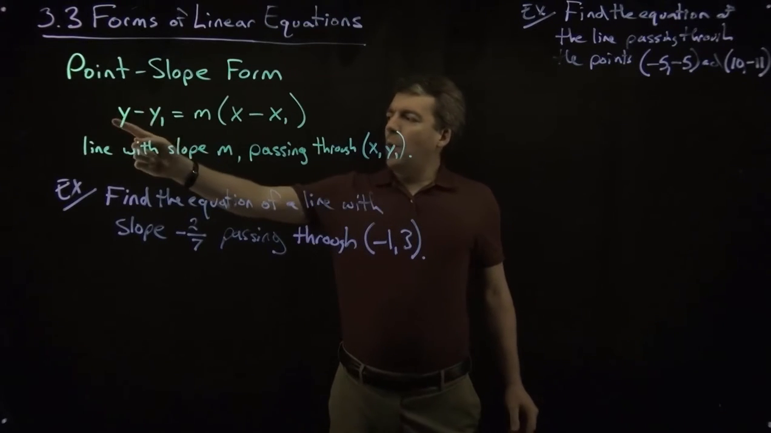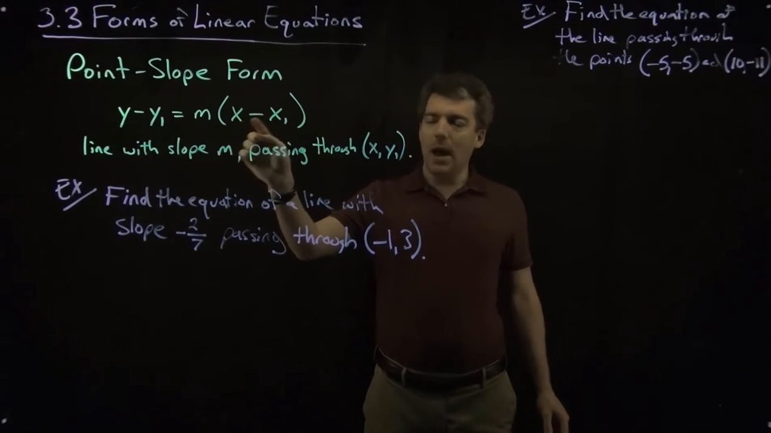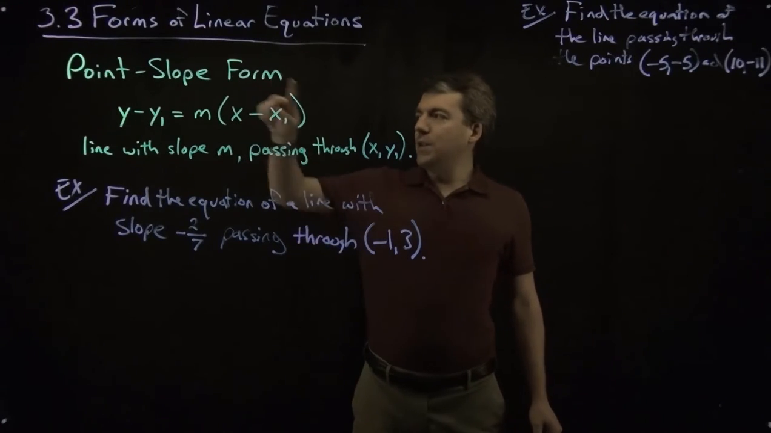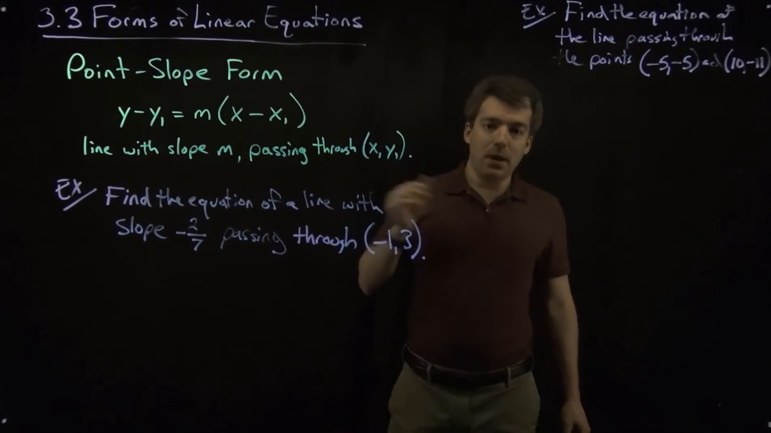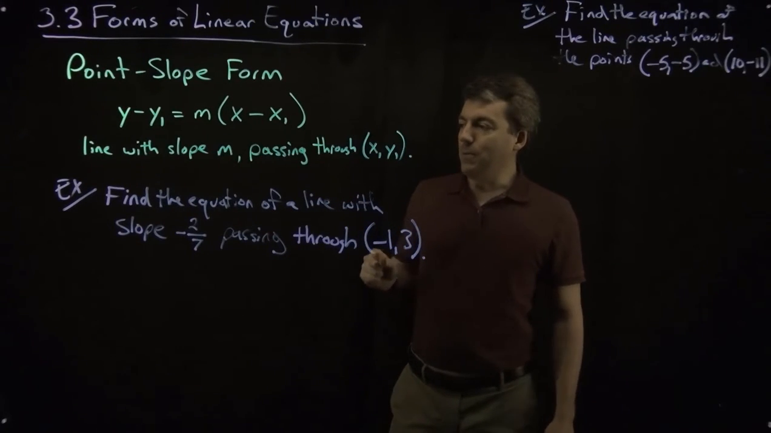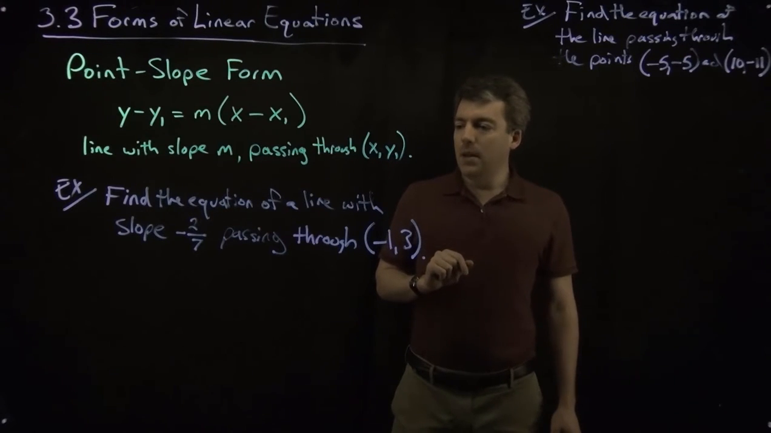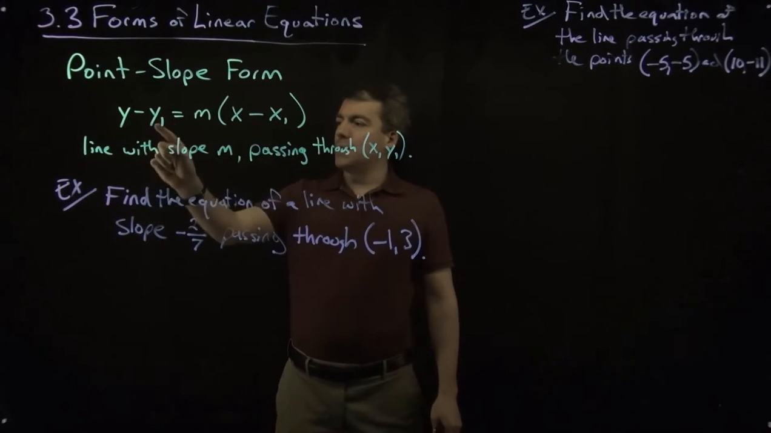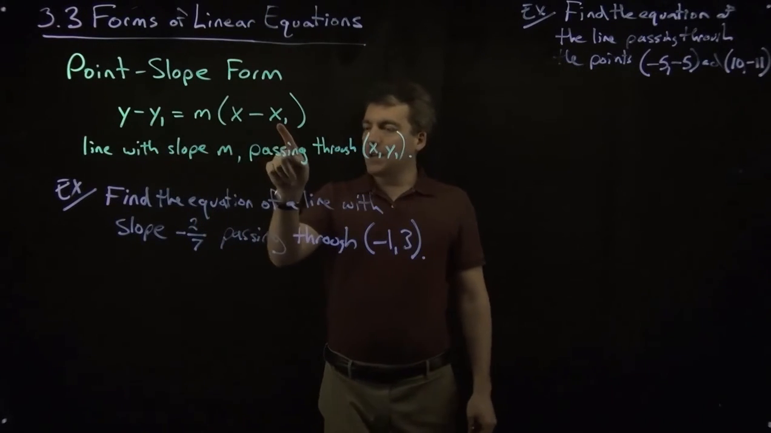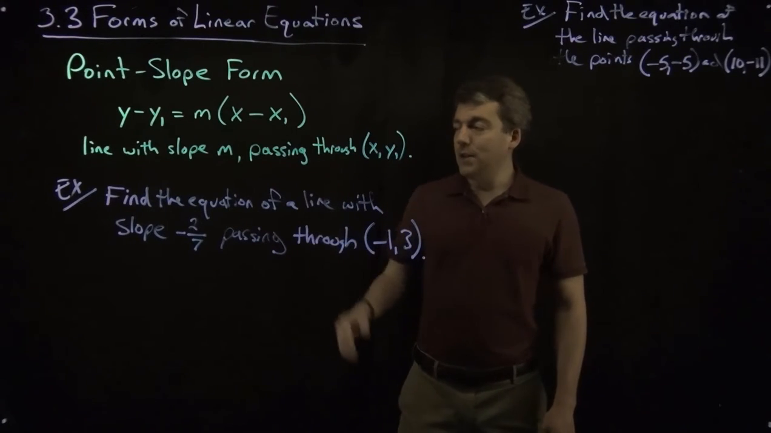So we have y minus y1 equals m times the quantity x minus x1. So this is the equation of a line with the slope of m, the same m that we had in the slope-intercept form, passing through a point x1, y1. So you can see here we've got this x1 and this y1. Now that's the x-coordinate and the y-coordinate of a point that we're given, just a point that's on the line, just any point.